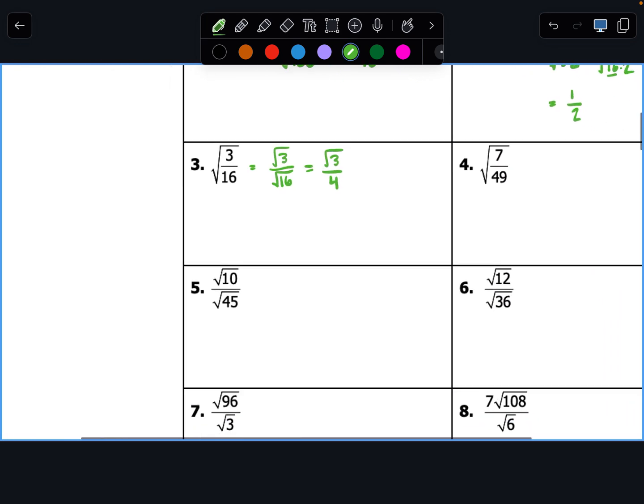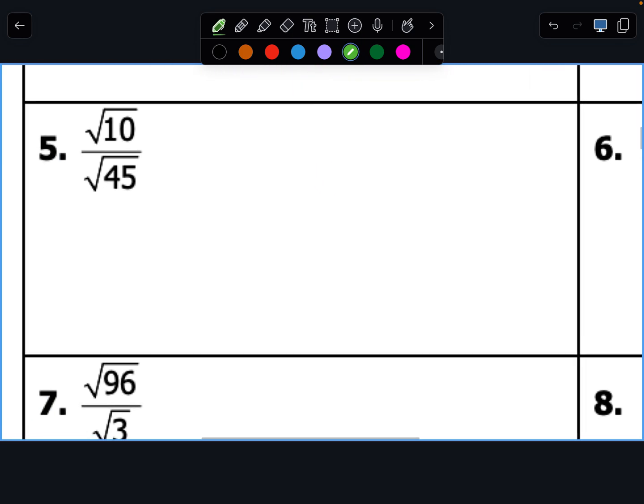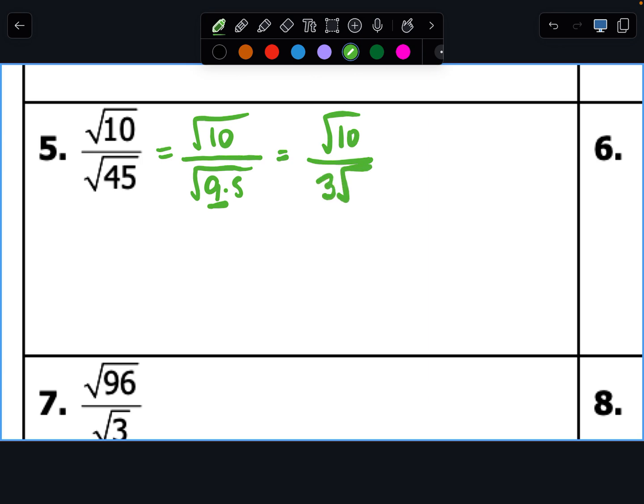All right, let's move down to number 5. We're going to skip 4 for now. Number 5, this one is already split apart for us. Awesome. Let's go ahead and simplify these radicals if possible. Does root 10 simplify? It does not. It has factors of 5 and 2. Neither are perfect squares. Does root 45 simplify? What factors does it have? And I can square root the 9. So now I have root 10 over 3 root 5.